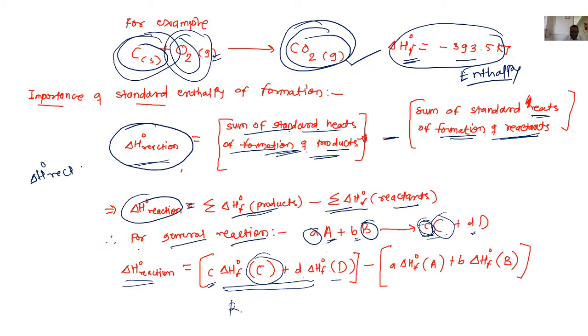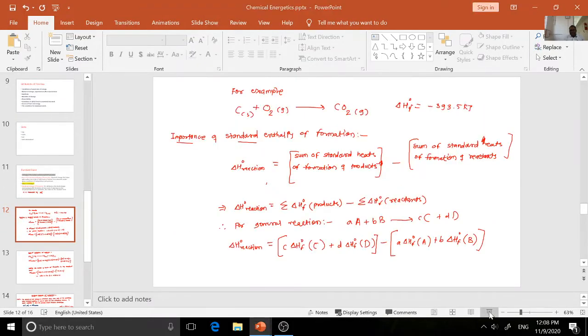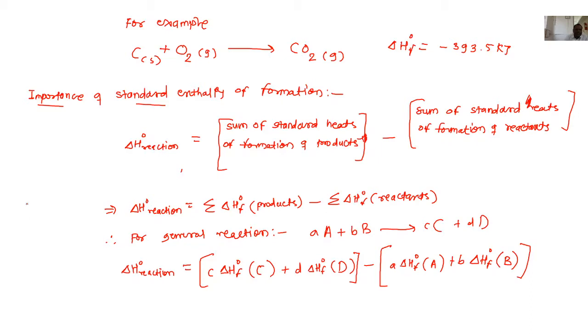And these are the reactants: a times delta HF0 of A plus b times delta HF0 of B. Remember that this is the calculation of delta H0 of reaction, the standard enthalpy change for the reaction.